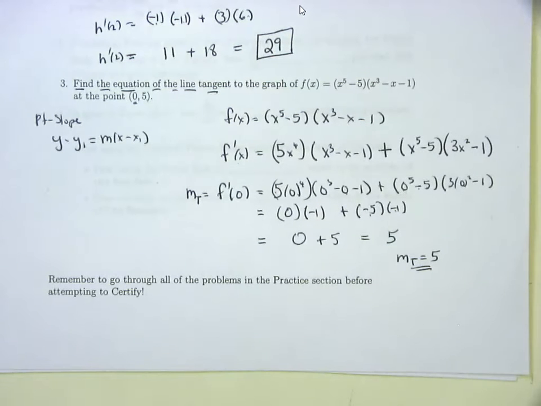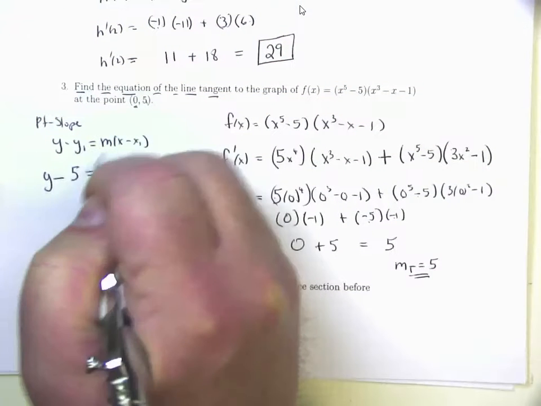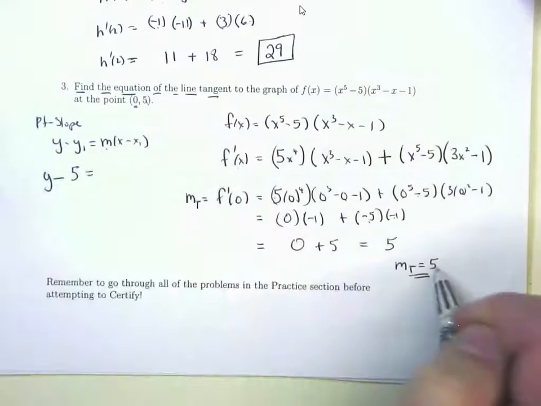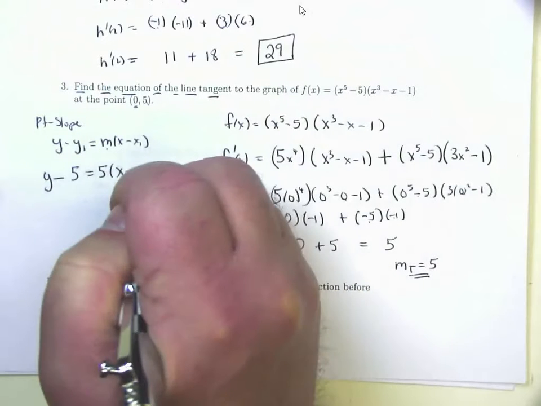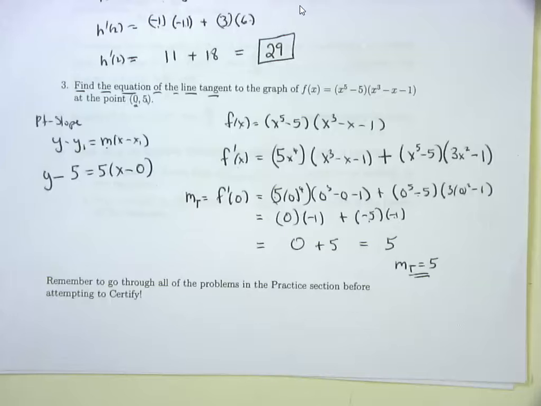Does that make sense? Now, I'm going to go and use my point slope formula for this. So let's do that. Plugging it in, y minus the y coordinate, 5, is equal to the slope of the tangent line, which is 5, times x minus my x coordinate, which is 0. And there's my answer. But honestly, the point slope formula, even though it's the most important equation of a line, it's not the prettiest. So we usually have to solve for y.